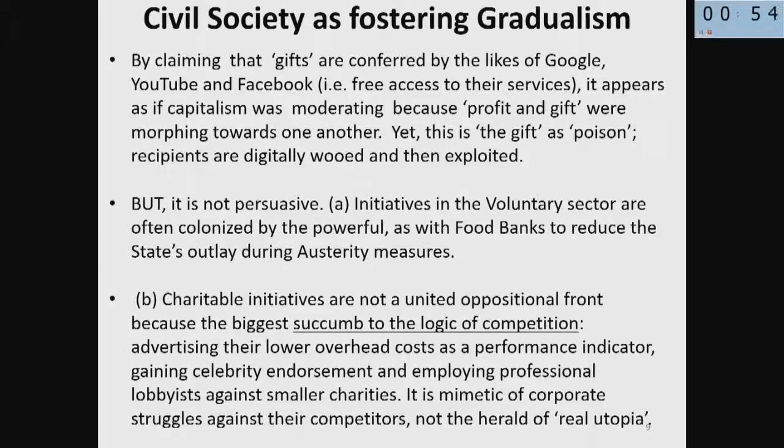And they do things just like enterprises do, gaining celebrity endorsement, employing professional lobbyists. In other words, they are just following corporate struggles rather than, in any sense, heralding a real utopia. So, very last words. You can see why this is attractive. The approach is reassuring. Matters can be fixed. Capitalism can be tamed and gentled.